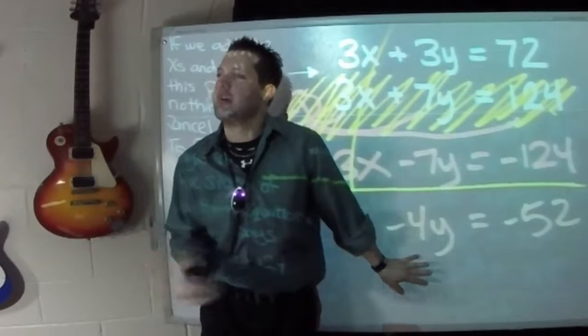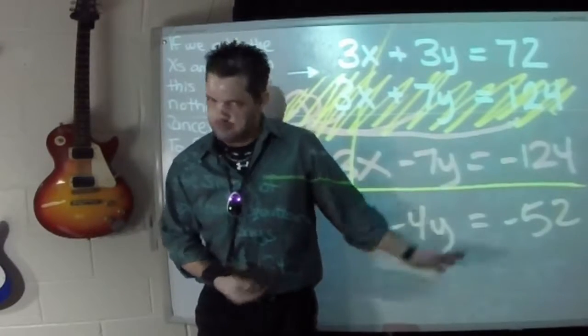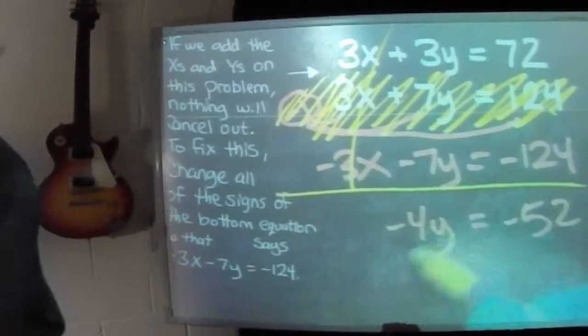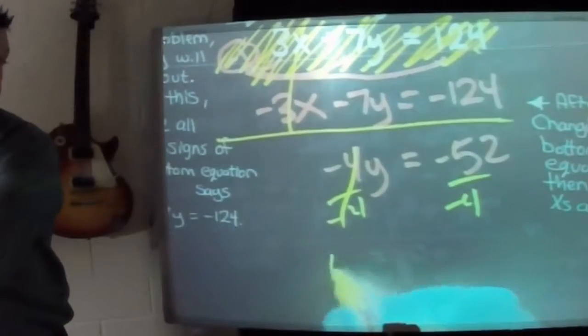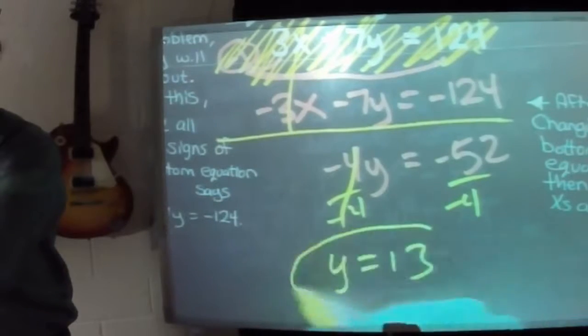All right, you're really close. How are you going to figure out what y is? Divide the coefficient off, and it will be positive. 13. Y equals positive 13. There is your y answer.